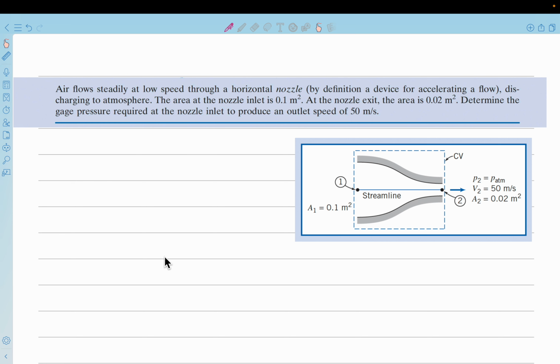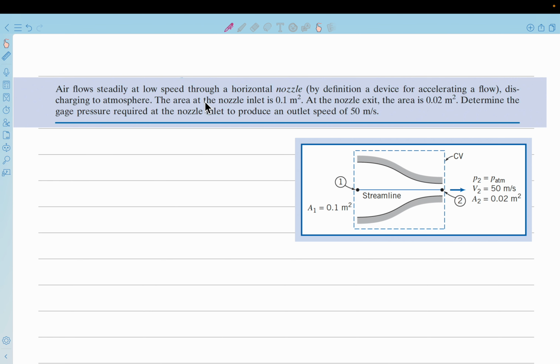We have air flowing through a nozzle. So what is a nozzle? A nozzle is basically a device where you keep decreasing the area, and by virtue of this decrease in area, the velocity increases. If the velocity increases, what happens to the pressure? Yes, it decreases. So let us solve this question.